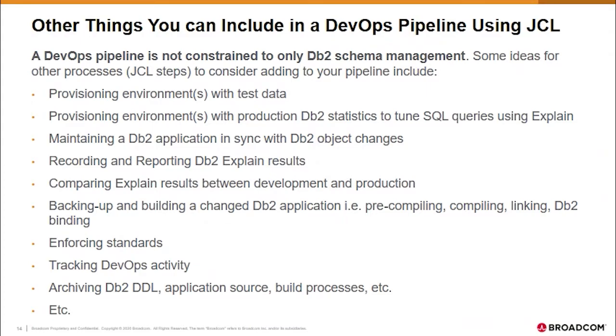A DevOps pipeline is not constrained to do only Db2 schema management. Here are a few ideas of other things to include in a DevOps pipeline. Things like provisioning your environment with test data, provisioning the environment with production Db2 statistics to tune your SQL queries using Explain, maintaining a Db2 application in sync with the Db2 object changes, recording and reporting Db2 Explain results, comparing Explain results between development and production, or backing up and building a changed Db2 application.